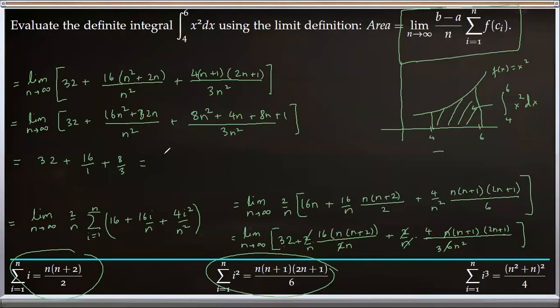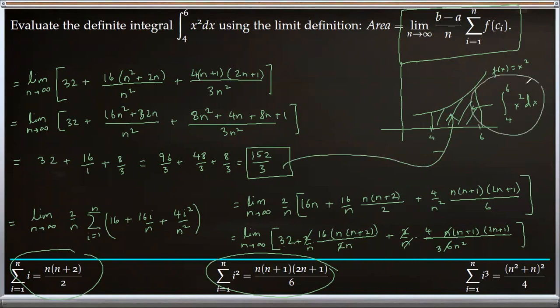32 is 96 over 3 plus 16 is 48 over 3, and then we have 8 over 3. So we can now just add these 3 fractions and we get 152 over 3. So this is the area under the curve. This area, and which is the value of this integral.